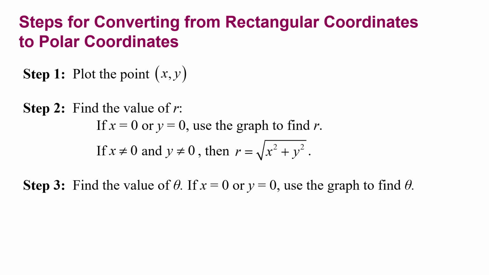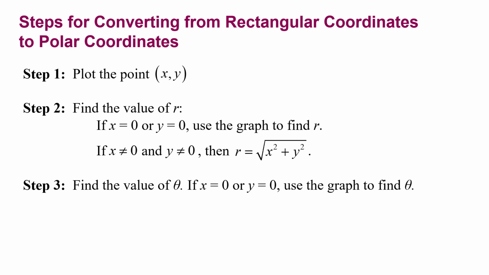Now, step 1, we plotted the point x, comma, y. Step 2, find the value of r. Now, if x is equal to 0 or y is equal to 0, we could just use the graph to find r. If x is not equal to 0 and y is not equal to 0, then r is equal to square root of the quantity x squared plus y squared.